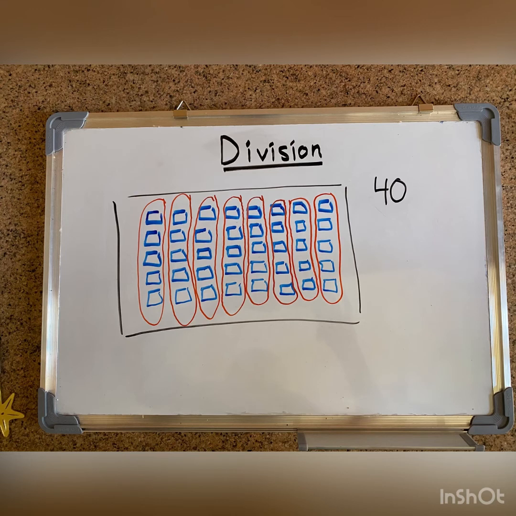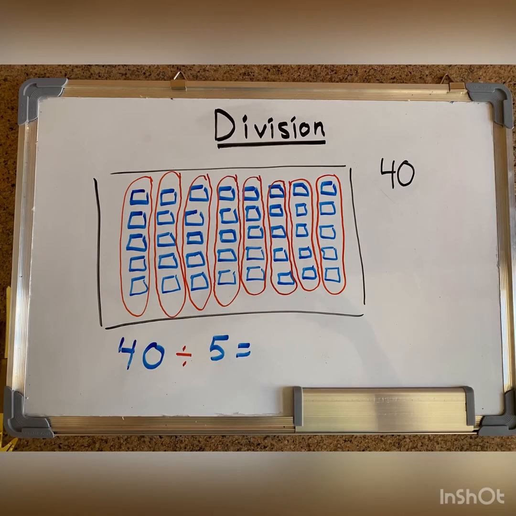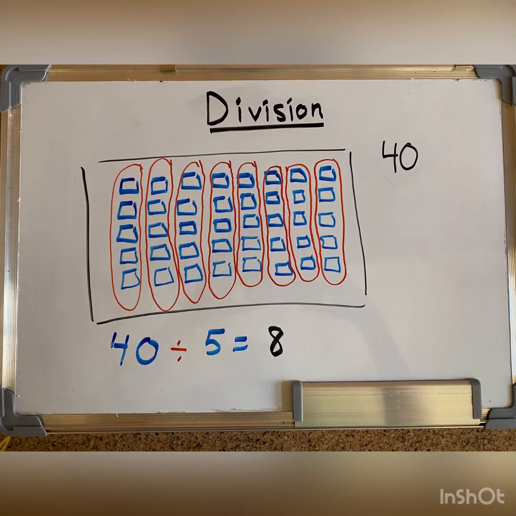Let's count how many groups we have. 1, 2, 3, 4, 5, 6, 7, 8. We have 8 groups of 5 blocks. So we have 40 blocks. We divided them into groups where each group has 5 blocks. How many groups do we get? 8 groups. Well done. You are doing great in division.